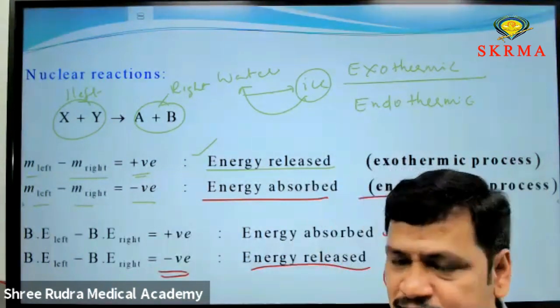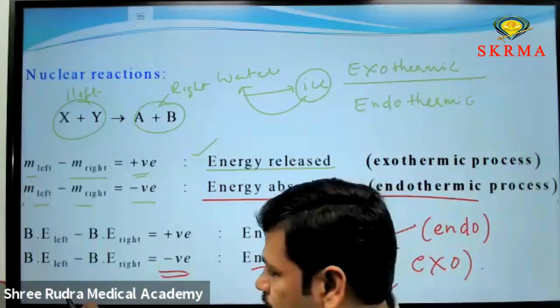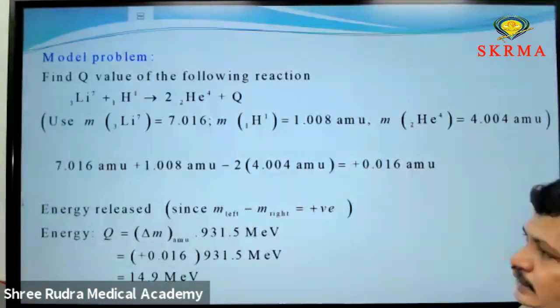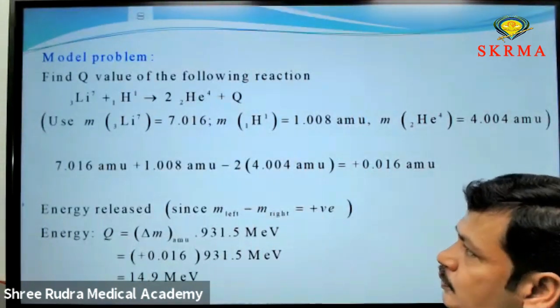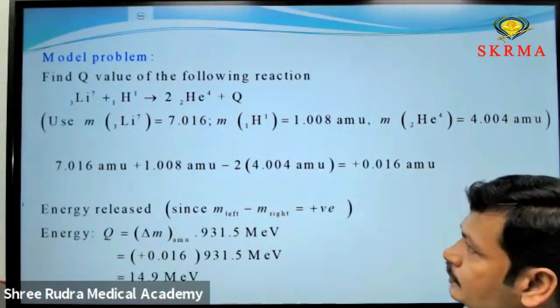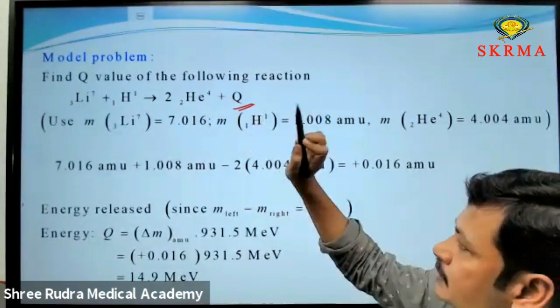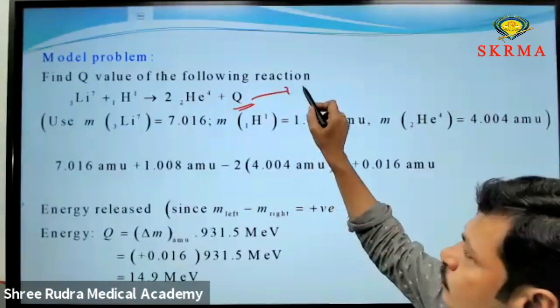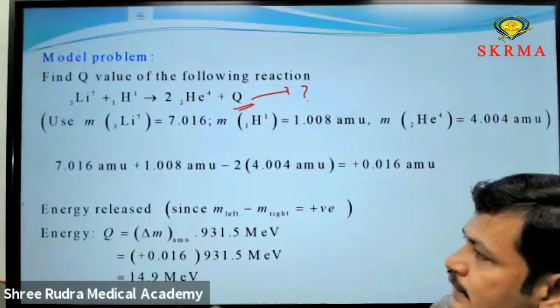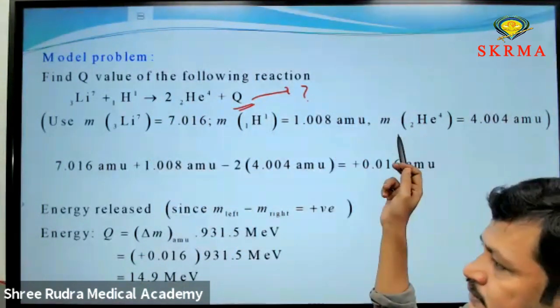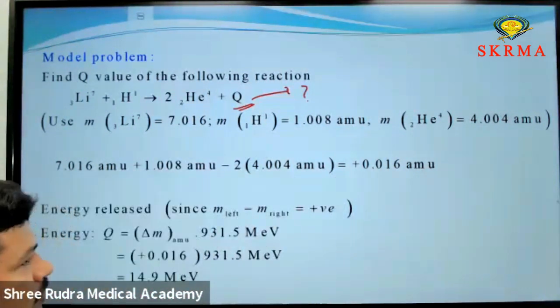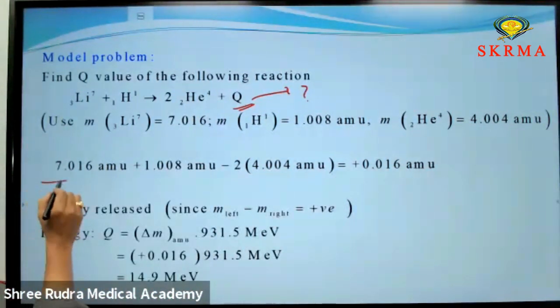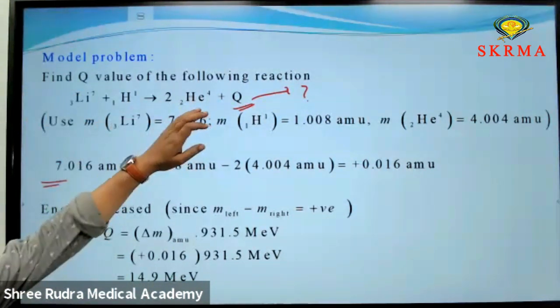Based upon this concept, let us solve an example problem. They gave one reaction, that is lithium reacts with proton and the product is helium nuclei plus some heat energy is liberated. We have to calculate Q value, and also they gave different masses. If you want to simplify this type of problem, first calculate mass difference, means the total mass left minus the total mass right.